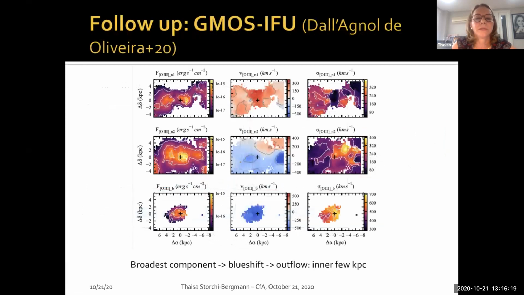So when we do the kinematics and obtain the maps, the flux in this left corner is the flux distribution, the velocity, and the sigma for the 3 components, the 2 narrow and the broad. You can see that the broad component is confined to the inner region, but in this case the reach is almost 4 kiloparsec from the nucleus. So the outflow would be in this region. All the gas beyond this region is gas that is not in outflow, under the assumption that the outflow is traced by the broad component.